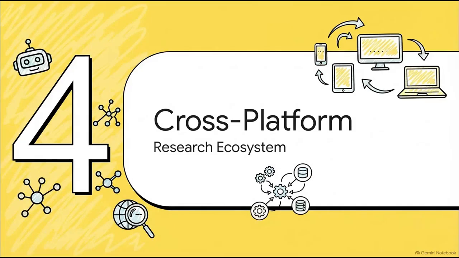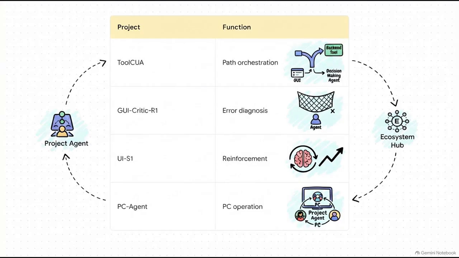Let's zoom out a bit for Section 4, a cross-platform ecosystem. Because what we are looking at here isn't just one app you download. It is a comprehensive, expanding research ecosystem designed to solve basically every hurdle in UI automation. This really highlights how the Tongyi Lab team is systematically tackling these problems through interconnected sibling projects. Take ToolQA, for example. It trains the agent to know exactly when to use a normal GUI click versus when to trigger a backend tool.